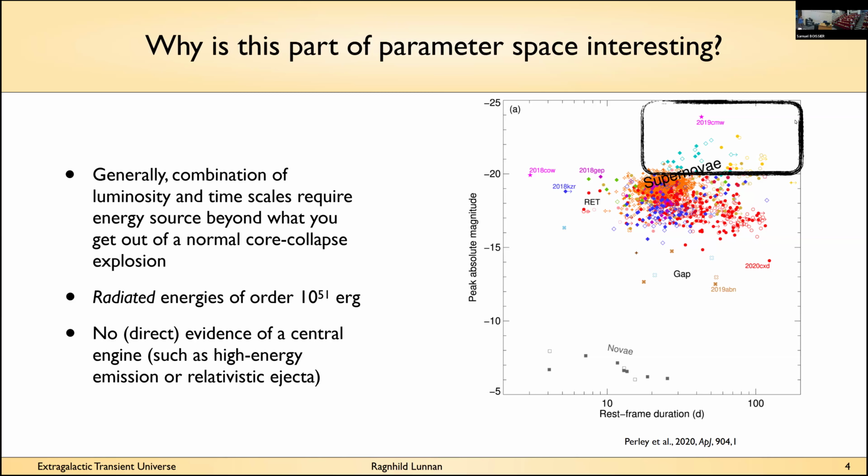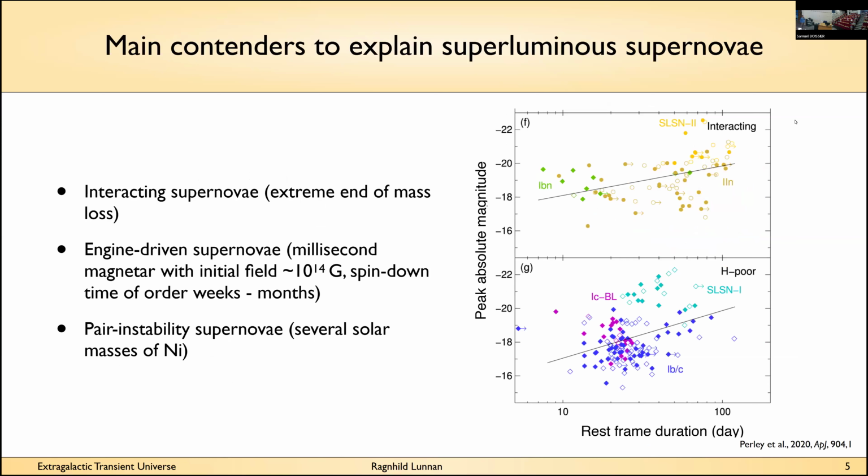And also, unlike gamma ray bursts, for example, there's no, at least direct, evidence that there's a central engine. We don't see any X-ray emission or gamma ray emission or evidence for relativistic ejecta in the spectra. Really all of this is coming out in the UV, optical, infrared. And so there's a couple of contenders, basically, for how to make this.